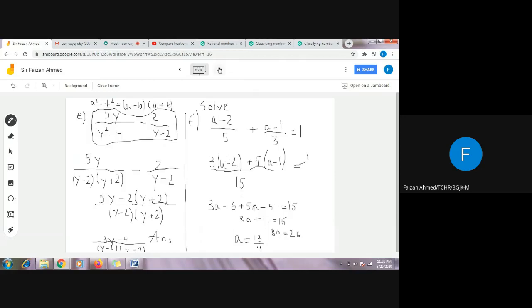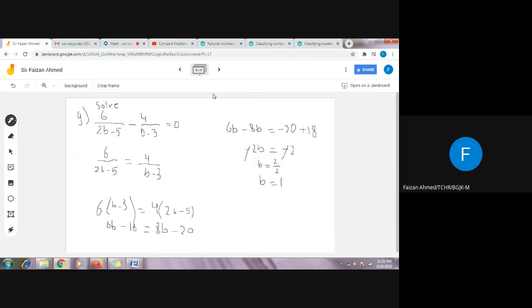So we have our last question. The last question is again solve, and I have to find the value of b. I have 6 upon 2b minus 5 minus 4 upon b minus 3 equals to 0. And what did I do? I just shifted this fraction on the other side since there is a 0. So I am taking full advantage of this 0.